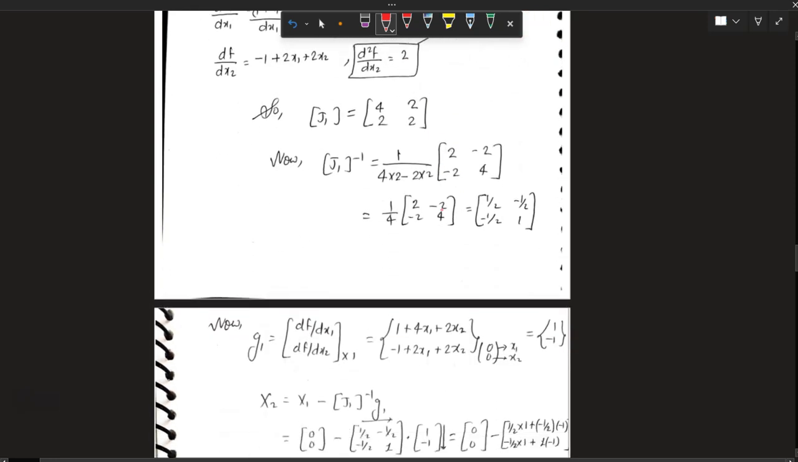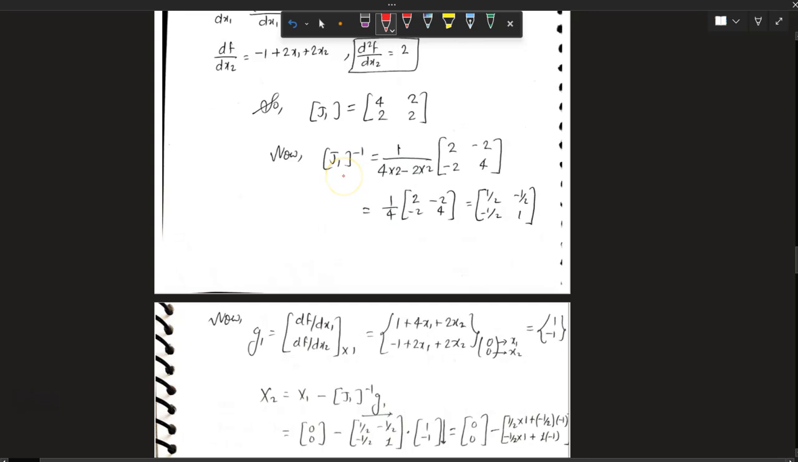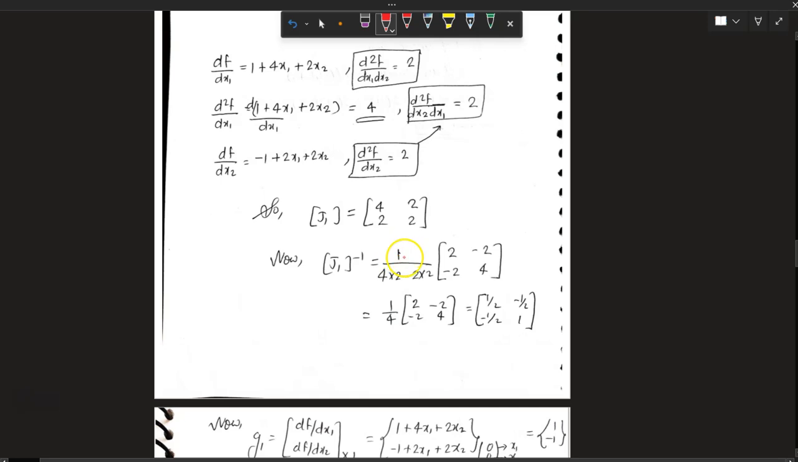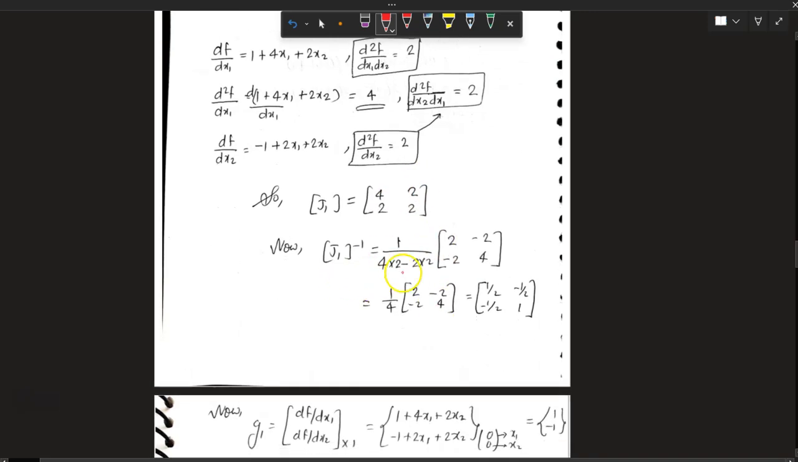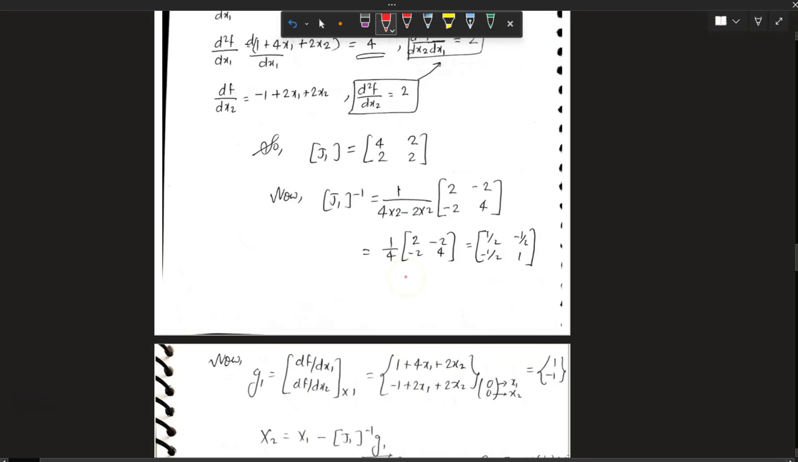Now you have to find this Hessian matrix inverse. How to find this? You first have to do 1 upon this cross value, that is 4 into 2 minus 2 into 2, like how you solve the matrix. Then you just swap these two values, 2 and 4, and take the negative of the other two values. So this is the inverse of the Hessian matrix. Like that only you have to take the inverse.